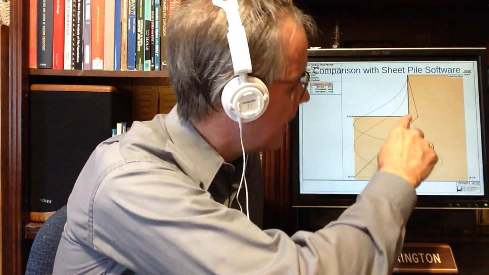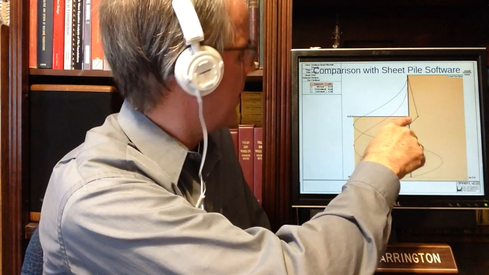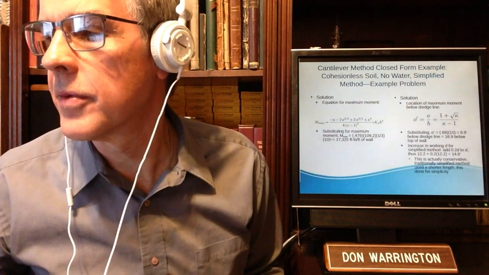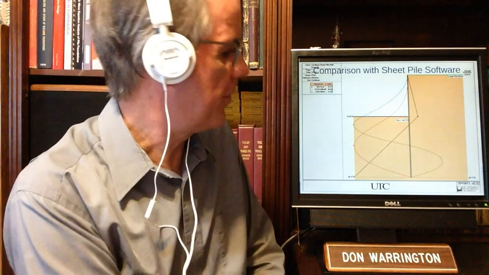And so if I have sheet piling software available, and this is what I worked on for so many years, we'll find that the results are very similar. The only serious dissimilarity with what we've done is in the way in which this is increased right here. In other words, this is actually 14.17 feet, and the other one, the one before it, was 14.6. So 14.6 is a little larger.